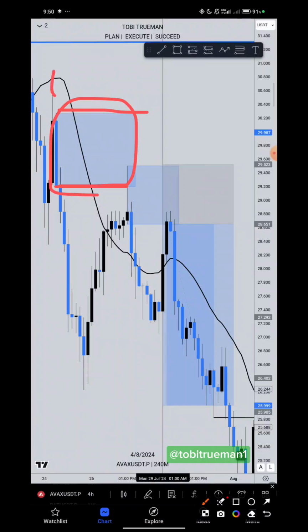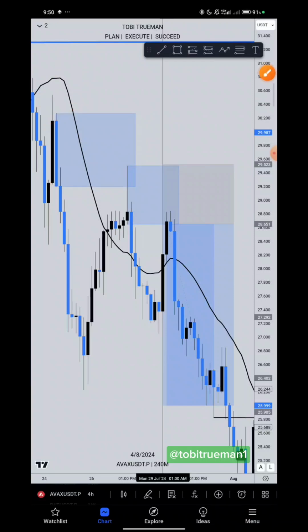The 21 moving average did not give us entry. There's maybe no support turning to resistance. Nothing happened there, this is just an ordinary supply zone. So we cannot just say, okay, because this is a supply zone, we want to sell directly. No, we have to wait for confirmation. And confirmation came when price tapped into it and gave us our evening star candlestick pattern.